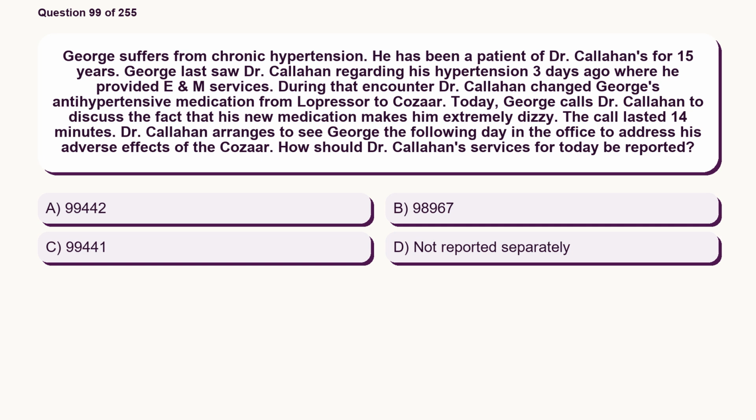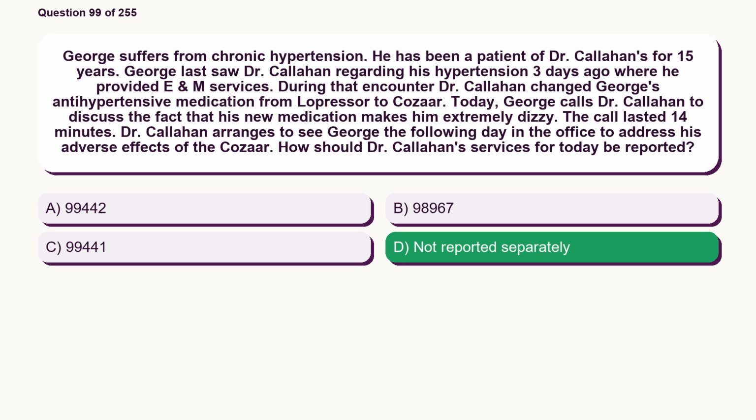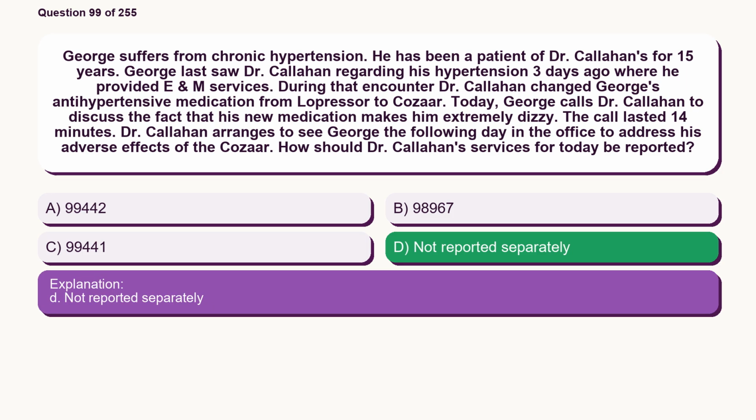Option A, 99442. Option B, 98967. Option C, 99441. Option D, not reported separately. The correct answer is option D, not reported separately. Question 100.